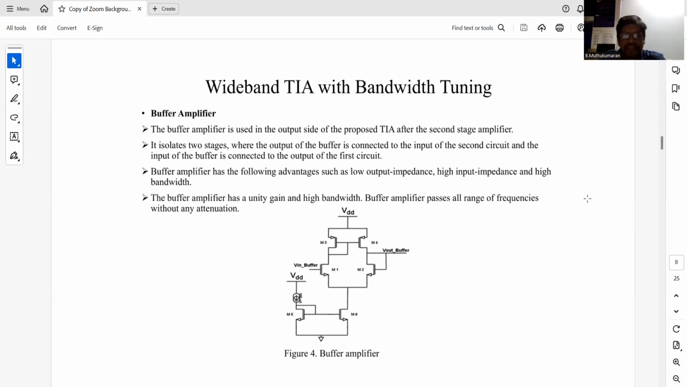The buffer has the following advantages, such as low output impedance, high input impedance and high bandwidth. So it provides a unity gain and a high bandwidth, and the buffer amplifier passes all frequencies without any attenuation.